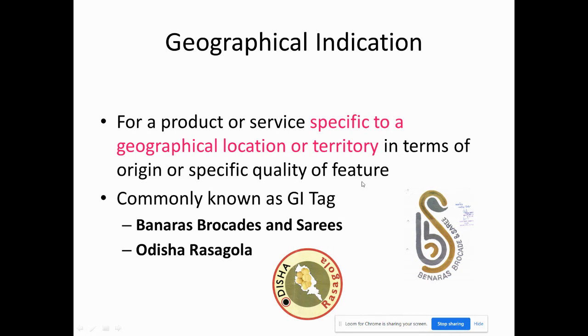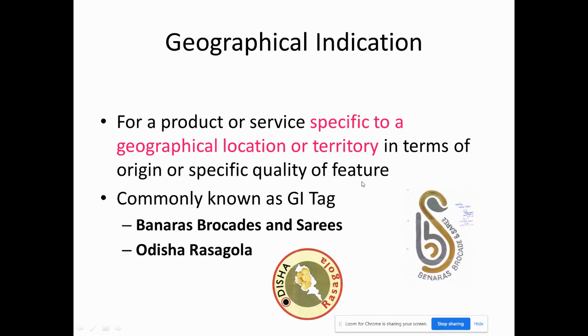GI tags are basically applicable to the products which are specific to geographical locations or territory. These are the products which have a specific origin or a specific quality based on the geographical location. For example, the Banarsi sari, or the famous Odisha Rasgulla. So these are specific products based on specific geographical locations.